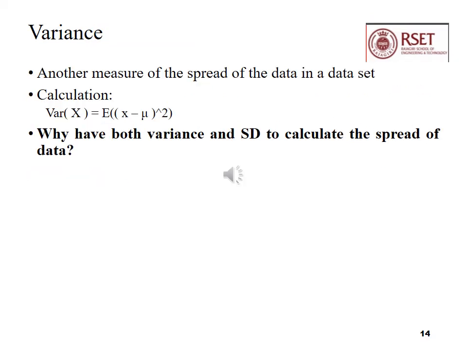In this slide, I am going to explain what is meant by variance. Variance is another measure of the spread of the data in a data set. The variance of x is equal to the expectation of x minus mu, the whole squared. So one simple question: why have both variance and standard deviation to calculate the spread of the data? Just think about it.